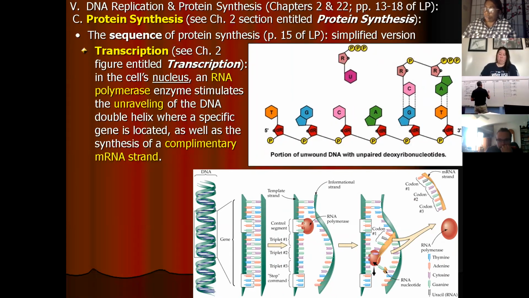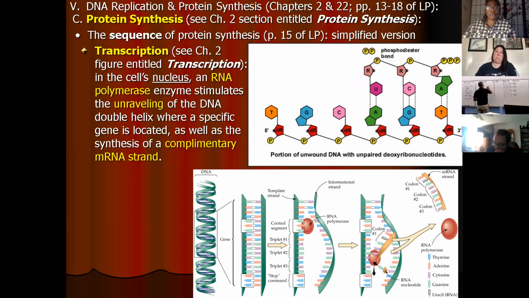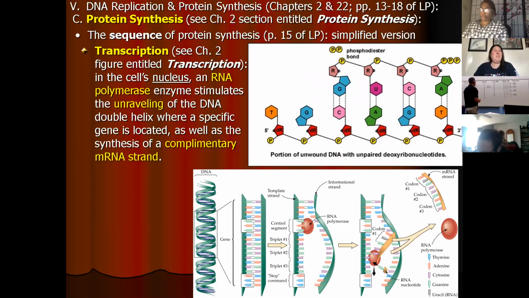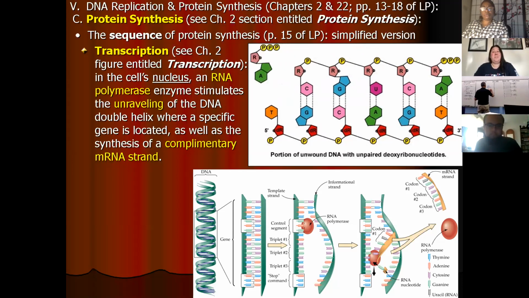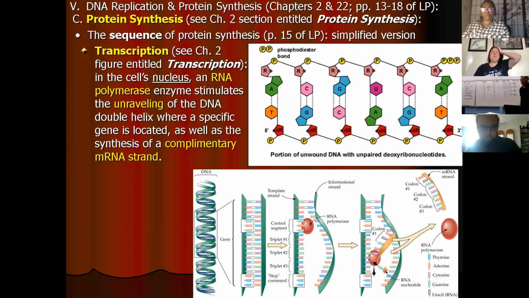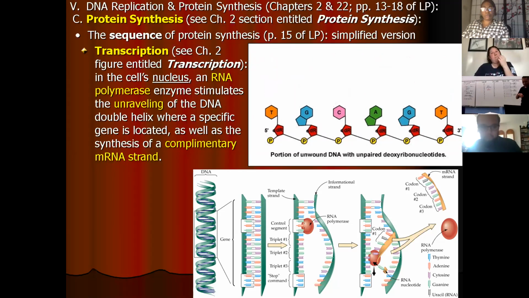There's actually another enzyme called helicase that unravels the double helix at the point of the gene. But the code is the DNA. And in the nucleus, this enzyme, after it unravels, is going to start making a complementary strand with RNA nucleotides. This is the messenger RNA. So watch this animation.